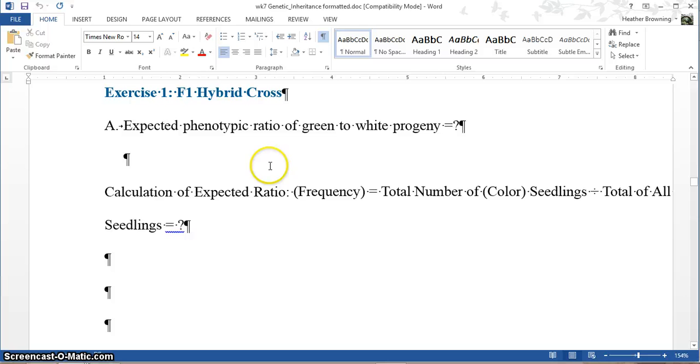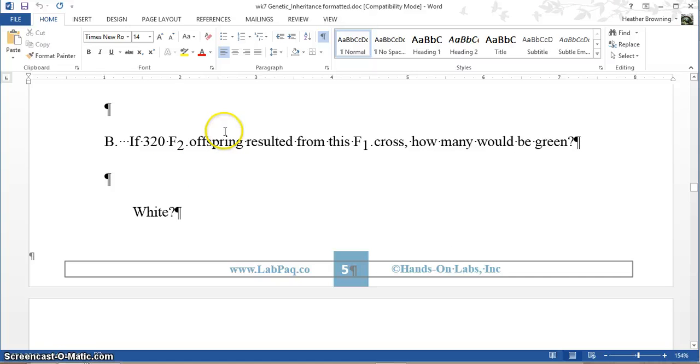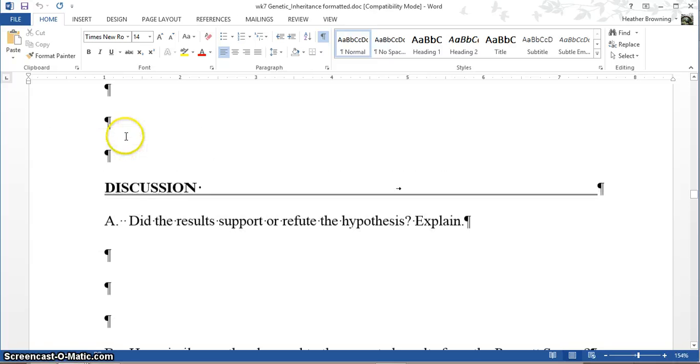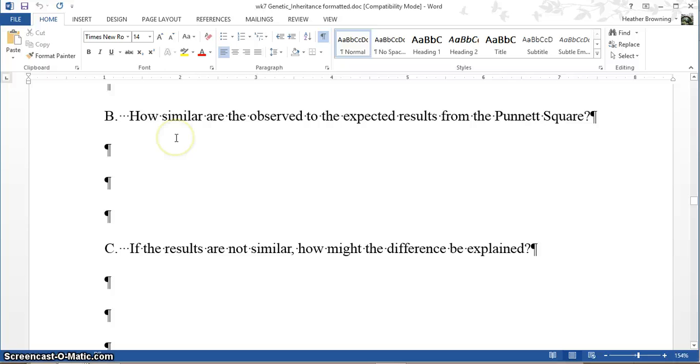So then we're going to say, what's the expected phenotypic ratio of green to white? You'll let me know. And then what's our number? What do our seedlings equal? Okay, then if you had 320, how many would be green? How many would be white? Right, that's interesting. Discussion: it's a Punnett square. I love a Punnett square.